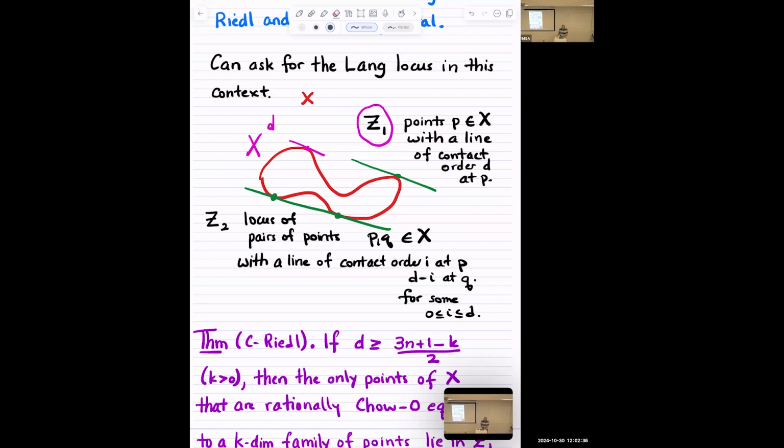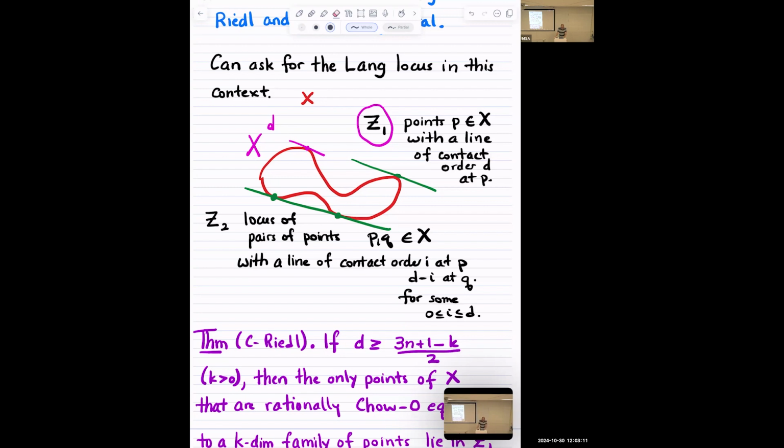And then let's talk about Z2, where you have a pair of points, where there is a line meeting the hypersurface only at those two points. So you have contact of order i at one and D minus i at the other. This locus is of course reducible because you can change the i and D minus i and take the union of all those things. So I look at the set of points where there's a line of total contact at that point, and the set of pairs of points where you have such a line.